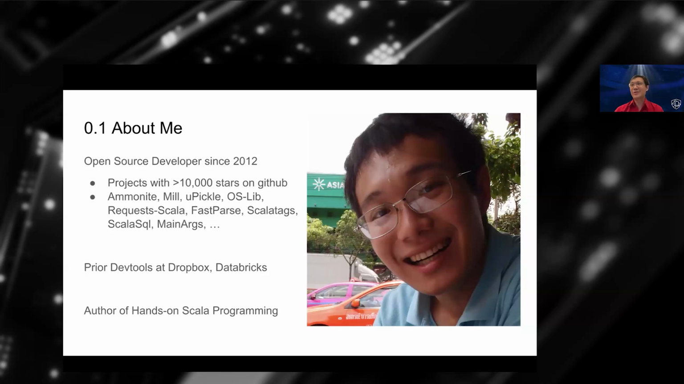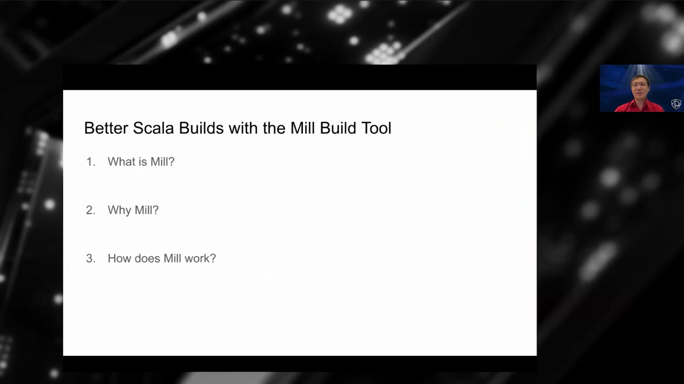So if any of you need a book to learn Scala or need a book to recommend to someone else to learn Scala, Hands-on Scala Programming is a great way to get started. And this talk about better Scala builds with the Mill build tool has three sections. First, we'll talk a bit about what Mill is. Then we'll talk about why you may be interested in this new Mill build tool. Then lastly, we'll go into some details about how Mill works. And from there, you can learn about what really makes this build tool tick internally.